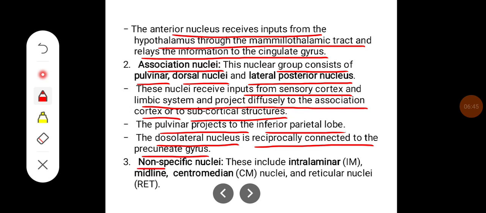Then it has non-specific nuclei. These include interlaminar, midline, and centromedian nuclei and reticular nuclei.